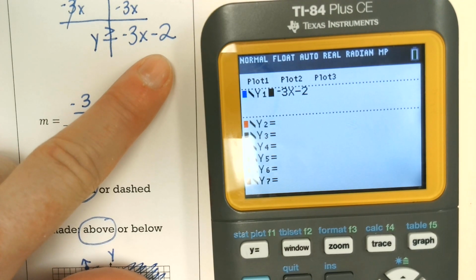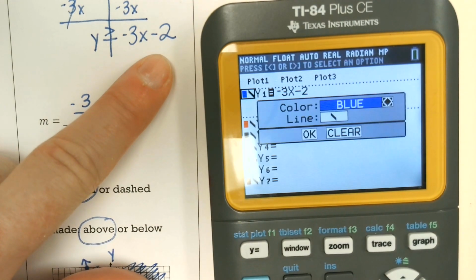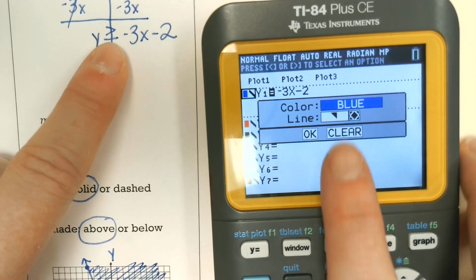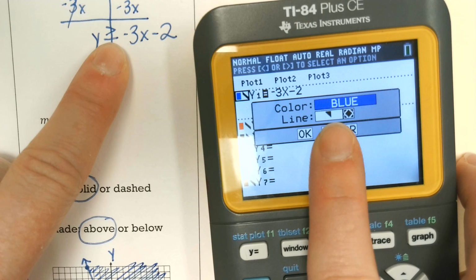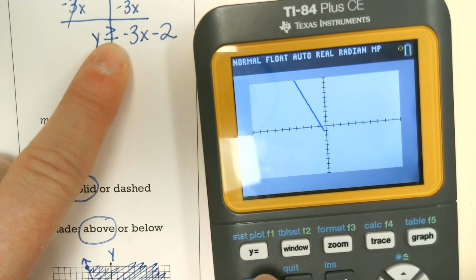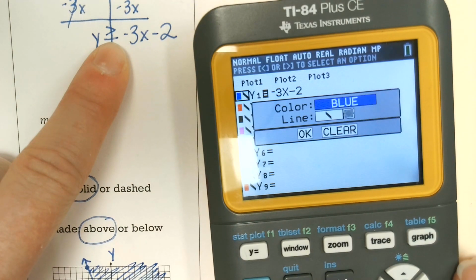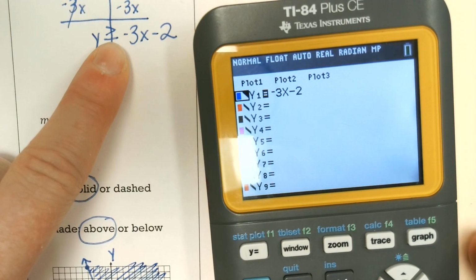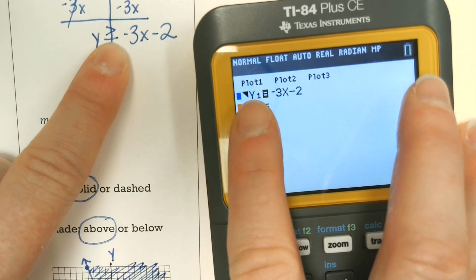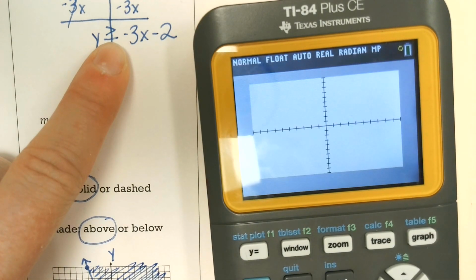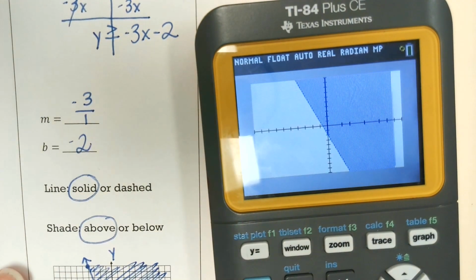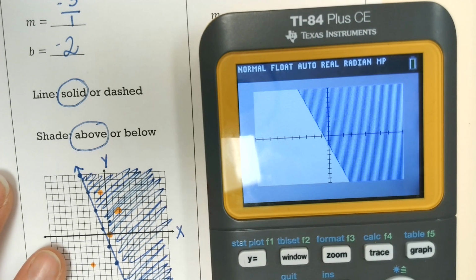Now go to your left side of the Y1, push enter. Change the line. This is going to be above, so we're going to do the above triangle. Oh, I forgot to hit OK. So if you don't hit OK, you got to go back and try again. Push OK. Make sure it actually locked in those settings. Hit graph. And they are the same, so we did it correctly.